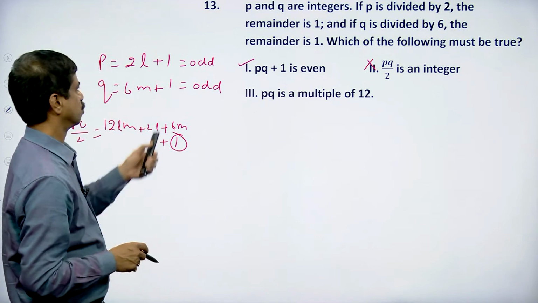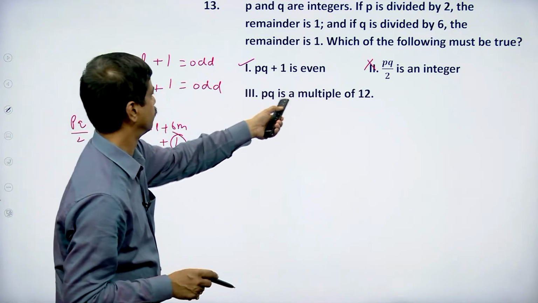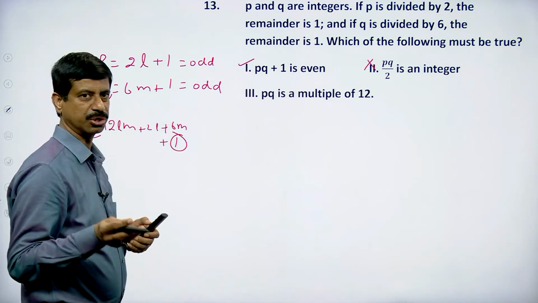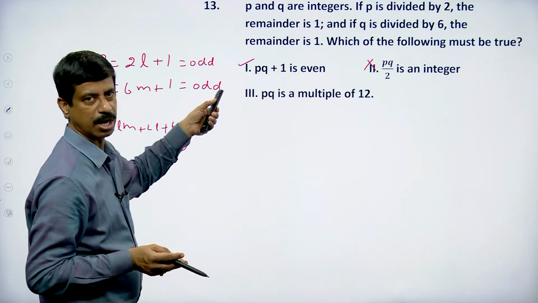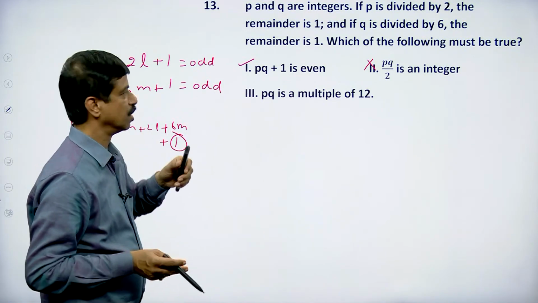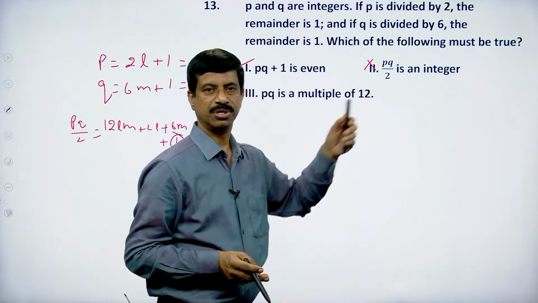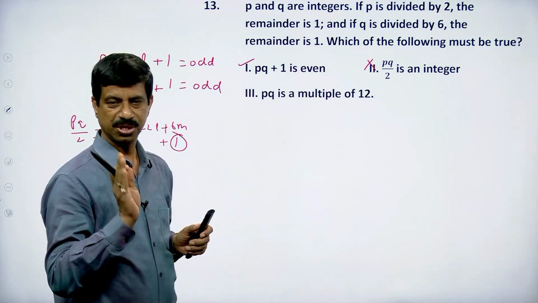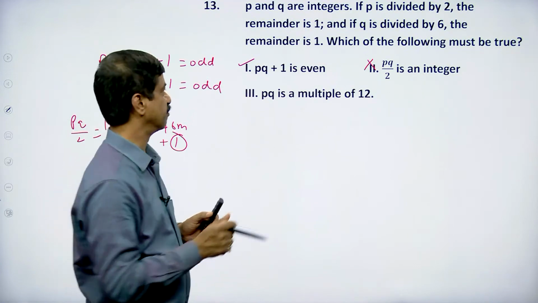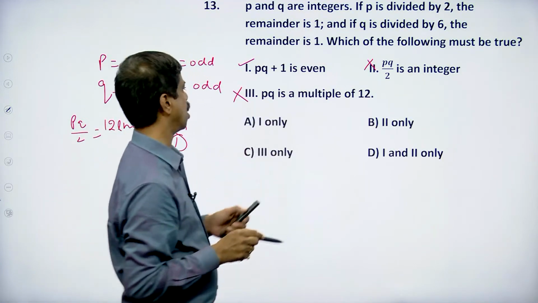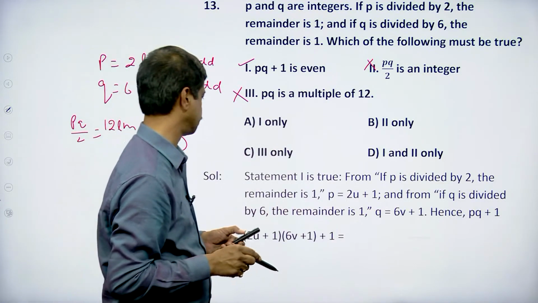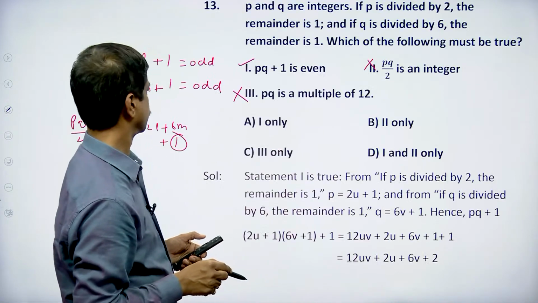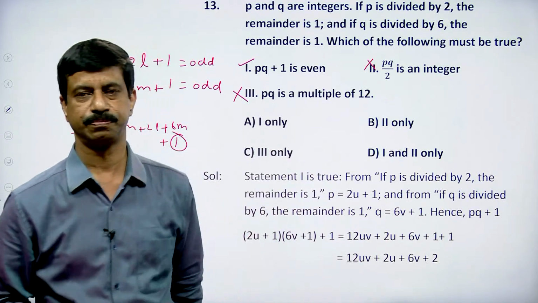Okay, children. So PQ is what? Is it sure or not sure? PQ, odd into odd, is odd. Odd is not compulsorily a multiple of 12. Multiples of 12 are only even. Therefore, this is 100% ruled out. So only option 1 satisfies. Okay, children, please note it fast.